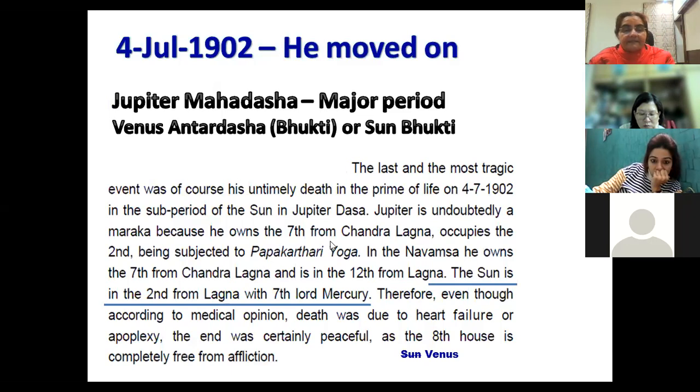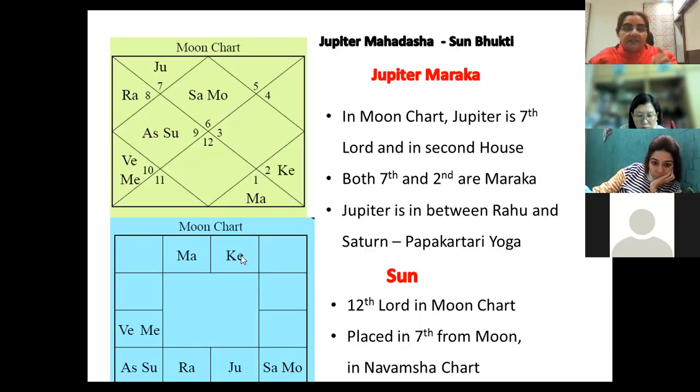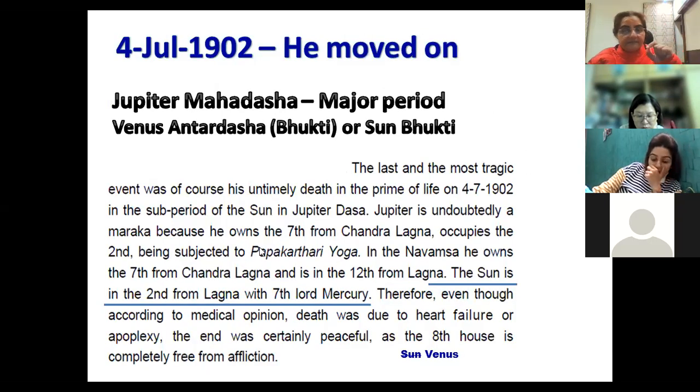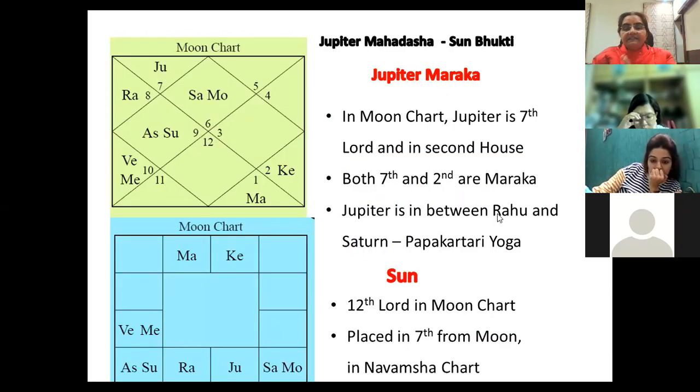It's written, Jupiter is undoubtedly a Marka because he owns the 7th from the Chandra Lagna, occupies the 2nd, being subjected to Papkartari Yoga, because it is in between Rahu and Saturn. This is the paragraph I have taken from the book as it is, and then I have explained it like this.